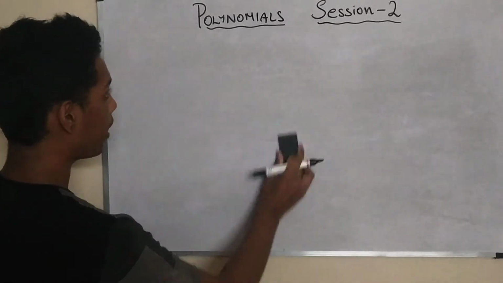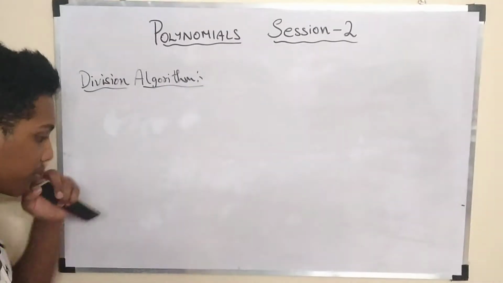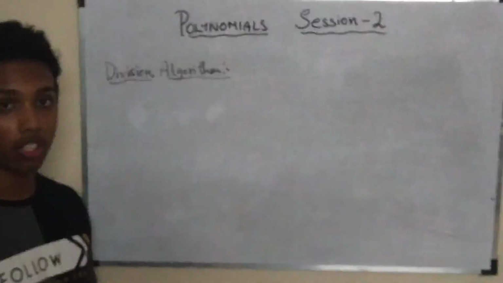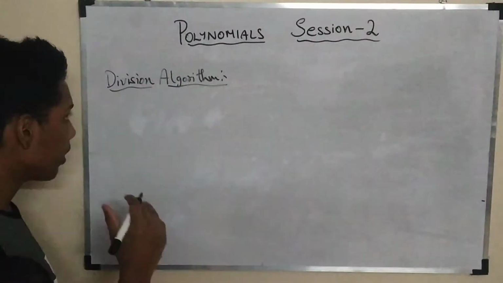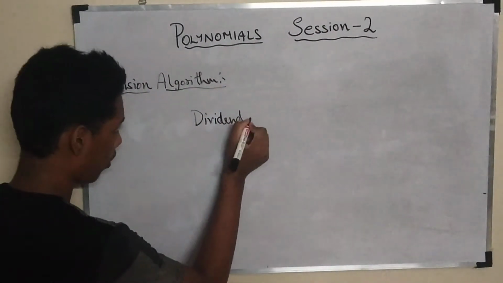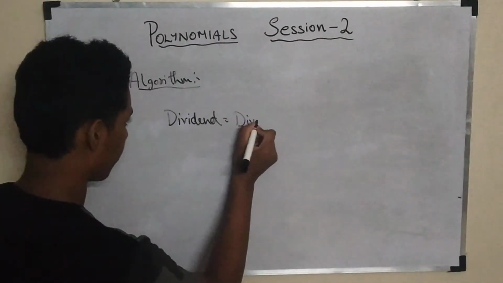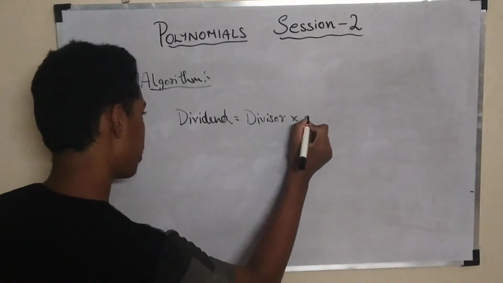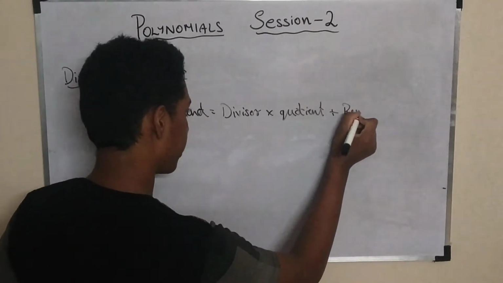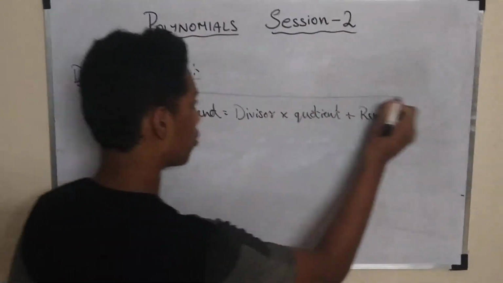Division algorithm. Fine? Division algorithm. So we are going to discuss the division algorithm. You already have studied this long back. So you can express dividend, you already know, it is equal to divisor into quotient plus remainder. Dividend equals divisor into quotient plus remainder.